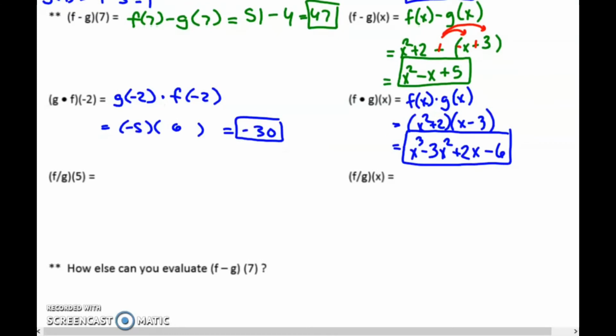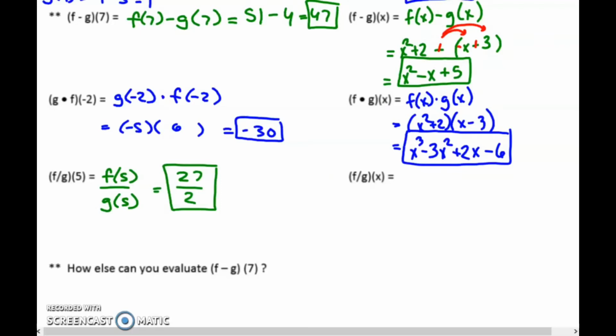And let's wrap up here with some quotients. f divided by g of 5. So what I want you to show is f of 5 divided by g of 5. So again, for f, we're going to square it and add 2. So 5 squared plus 2 is 27. g of 5, you plug into g, subtract 3. 5 minus 3 is 2. And if you end up with a fraction, you can divide it out if you want, but we like to leave our answers as fractions. Remember, the majority of this course is calculator inactive, so just leave it as a fraction in simplest terms.